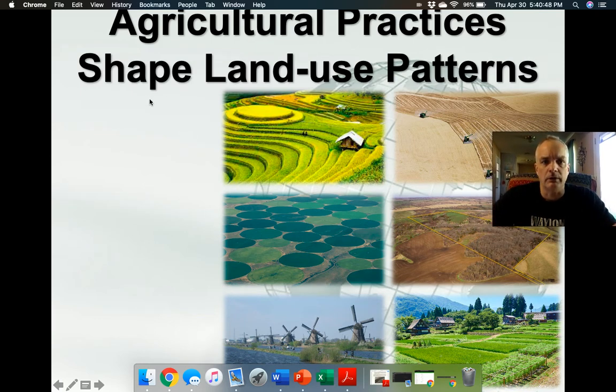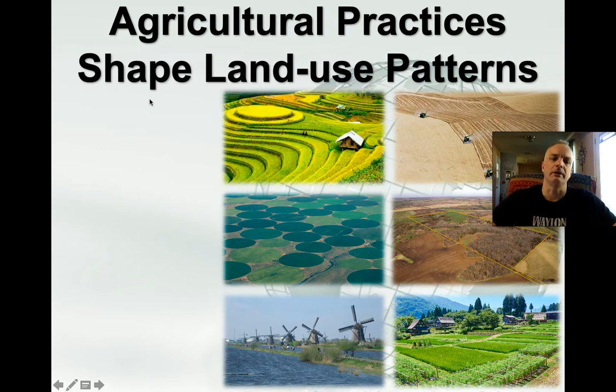So, agricultural land practices shape land use patterns. In other words, whatever you're growing in an area is going to shape the land use. That kind of goes without saying. So, to be more specific, I went out and grabbed some very obvious ones after you see them.